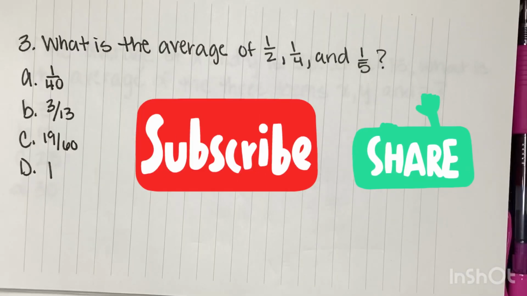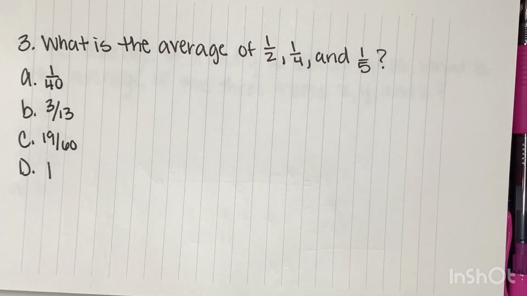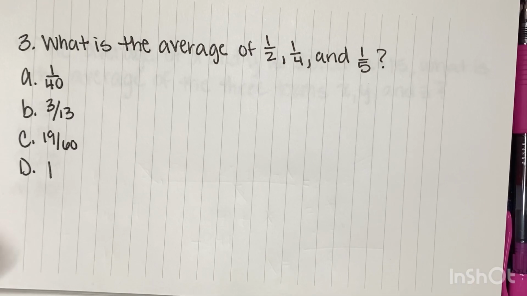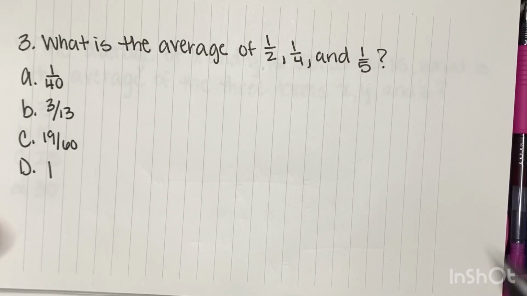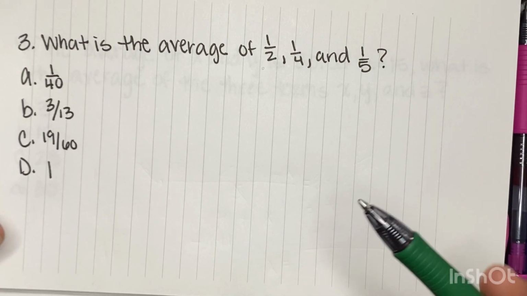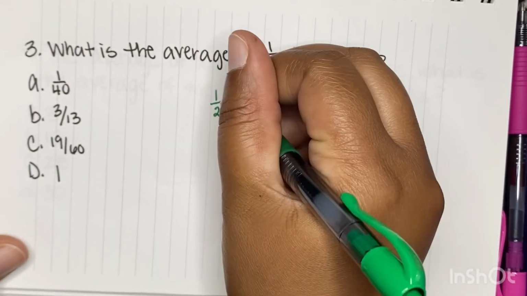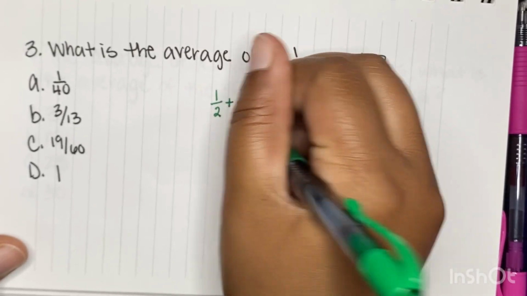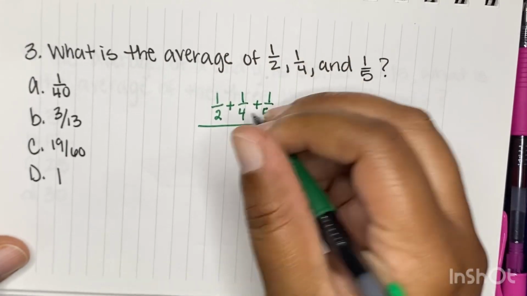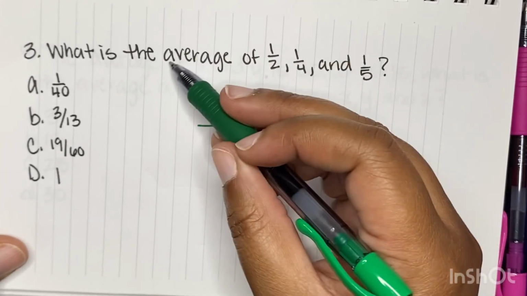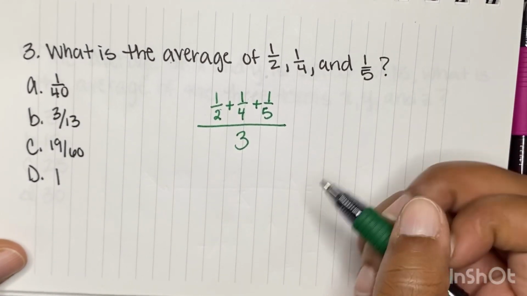Alrighty, number 3 says, what is the average of 1/2 plus 1/4 plus 1/5? Now, this is what you have to kind of remember. Whenever you add fractions, you have to have the same denominator, right? So we're going to do 1/2 plus 1/4 plus 1/5, and we're going to divide that by 3, okay? Because average means you add up the numbers and then you divide by however many you added up.